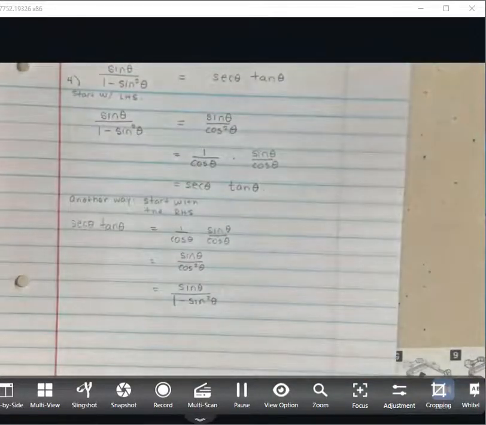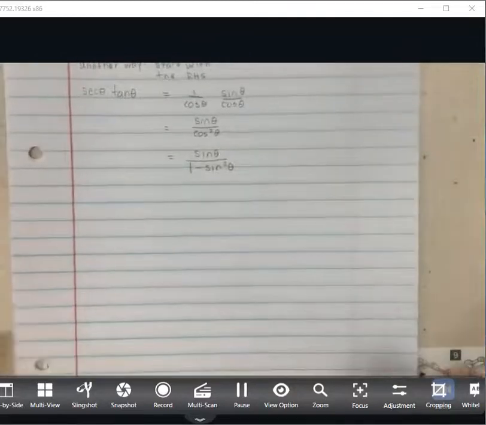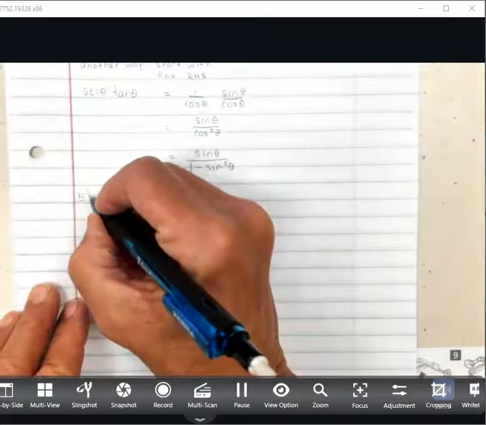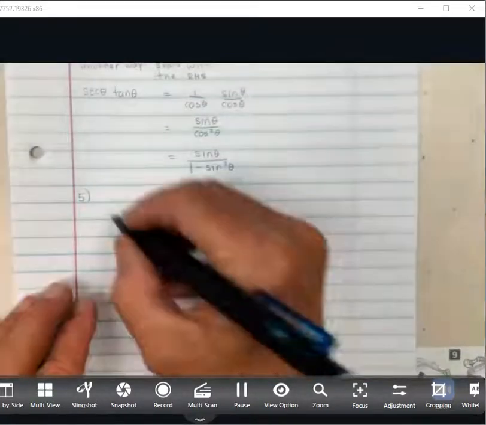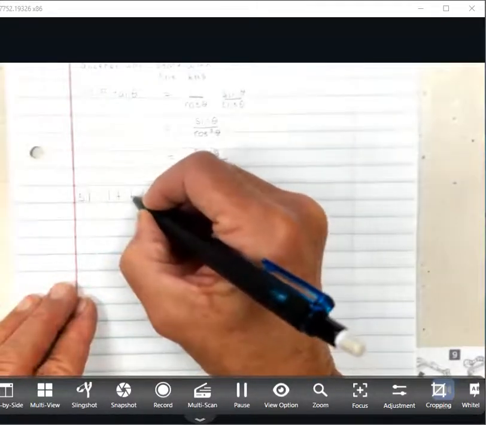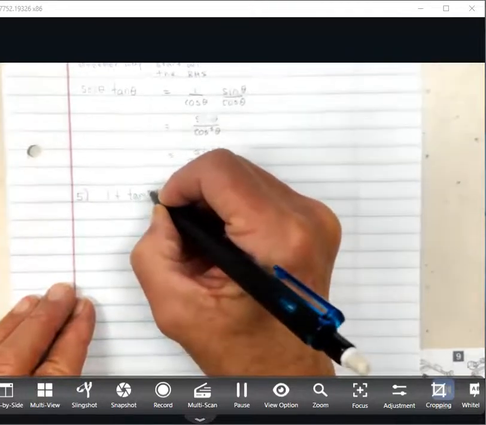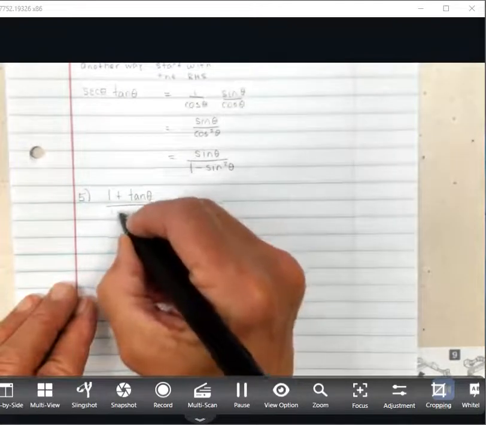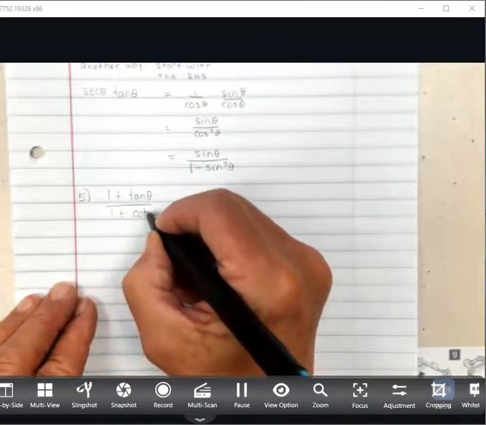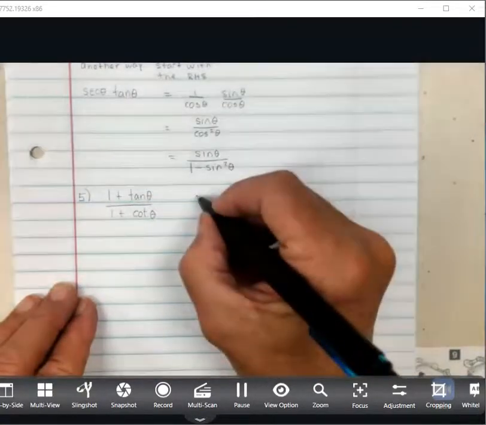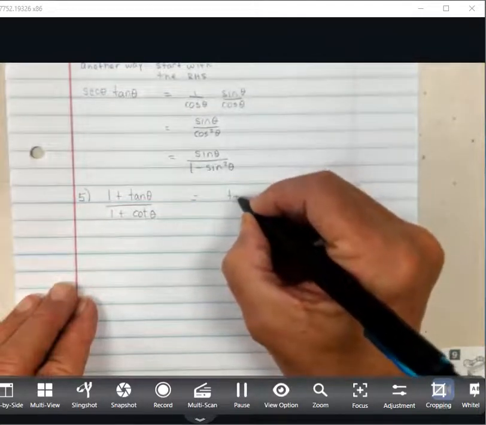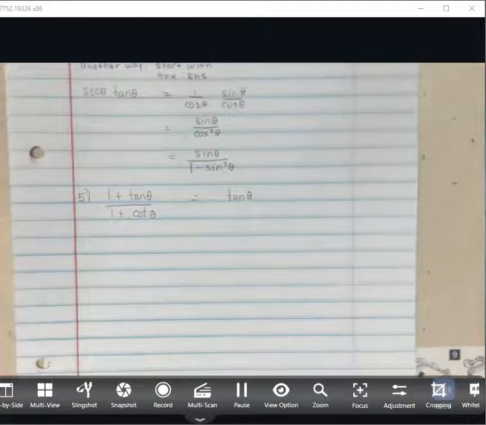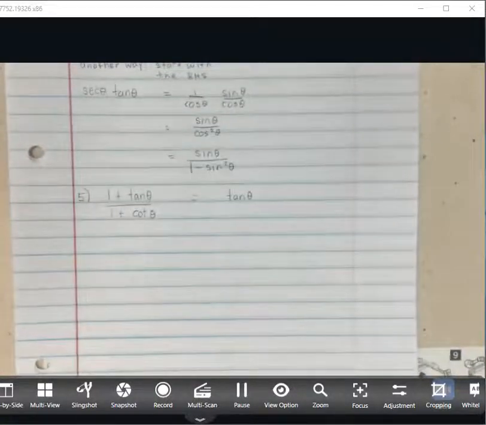All right, so here's another one. I guess we're on number 5. I'm going to take 1 plus tangent of theta divided by 1 plus the cotangent of theta. And I want to see if I can make this equal to the tangent of theta. Take those two sums and see if I can simplify it far enough to get it to be the tangent.